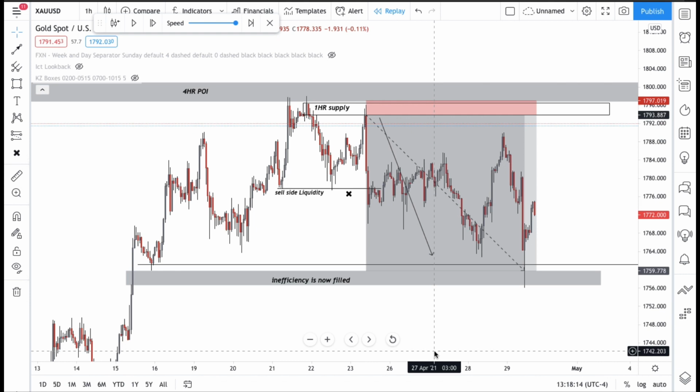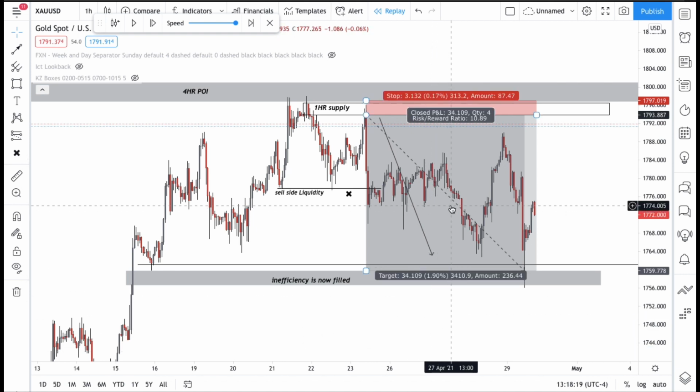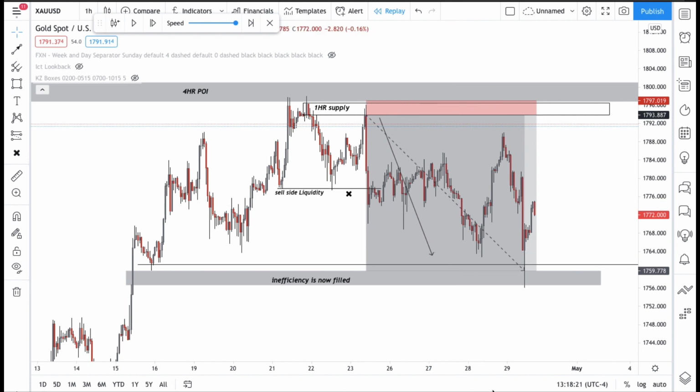Moving on to gold. I'm going to show you how I was able to secure 340 pips on this trade. Now let's get straight into it. First things first, let's clear up our chart.